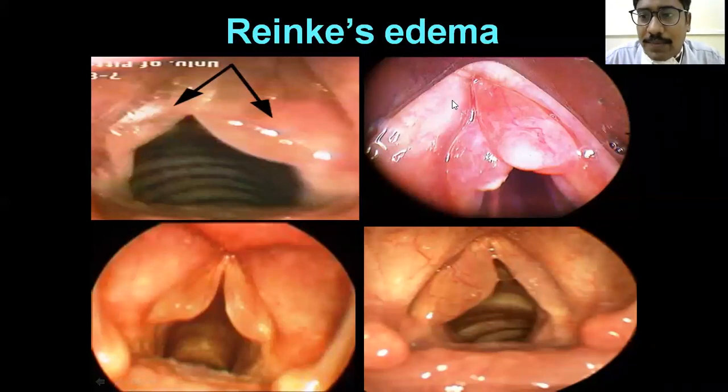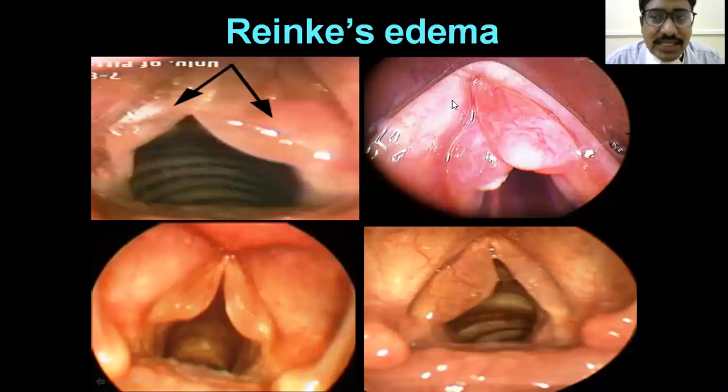So the vocal cords appear like bag of water appearance in the following conditions. Options are vocal nodule, vocal polyp, and Reinke's edema, none of the above. What is the answer? The answer is Reinke's edema. Only in Reinke's edema, the vocal cords appear like bag of water.